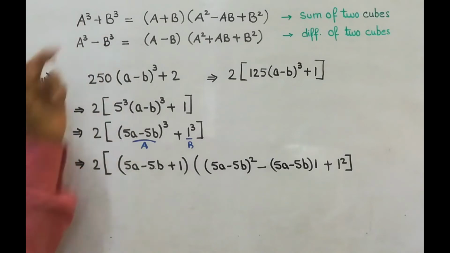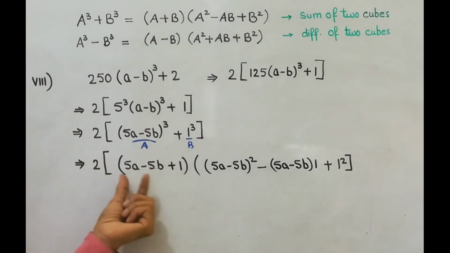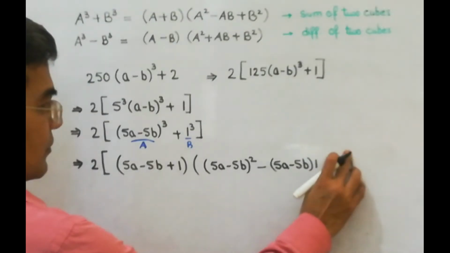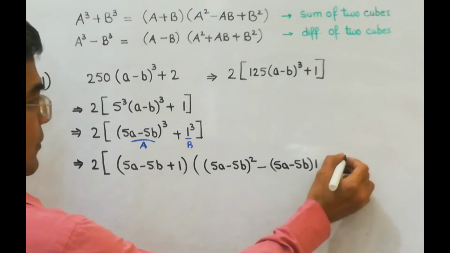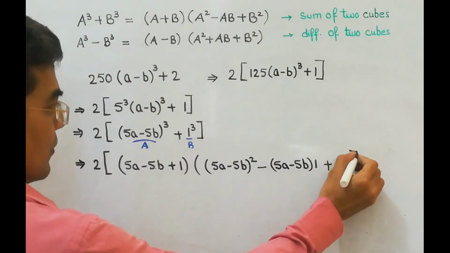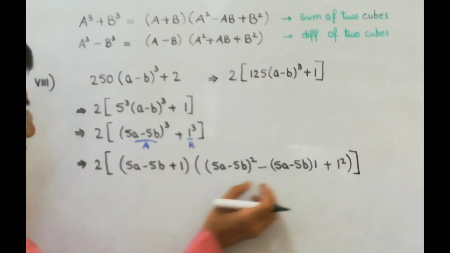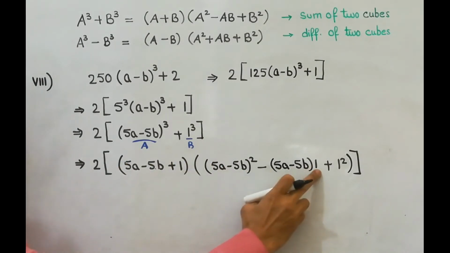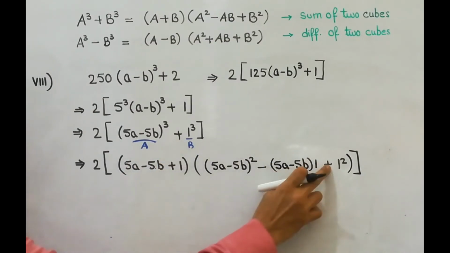So applying this formula in the first bracket, you are going to write a plus b. In the second bracket, what you have to write? In the second bracket, you have to write square of a, minus a into b, and then square of b.